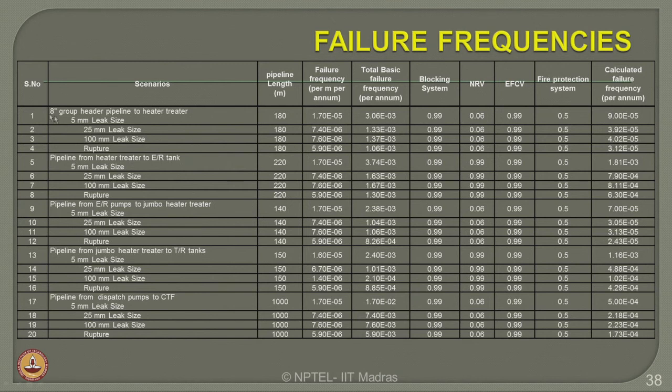For the scenarios identified as 8 inches group header pipeline, pipeline in ER tanks, heater treater, etc., the pipeline lengths already have been identified in the beginning of the presentation. The failure frequency per meter per annum is known, based on which the blocking system is also input in the given analysis. Then the fire protection system available in the scenario is considered, and then the frequency failure analysis in terms of failure frequency per annum is computed. This value is compared with acceptable failure frequency for the given standard regulatory measures for this industry, and all unacceptable values are banded in red in color in the results.